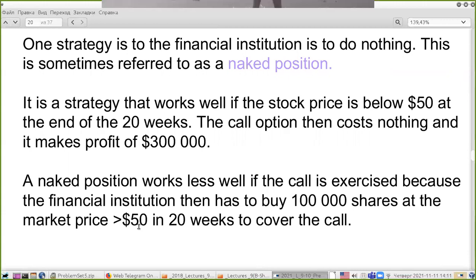If the market price is 60, the difference 60 minus 50 is 10. But there are 100,000 shares, so 10 multiplied by 100,000 will be 1 million. So this financial institution must give this money, but what does it get from us? Only 300,000. Understand this? Why is this naked position bad for the financial institution?